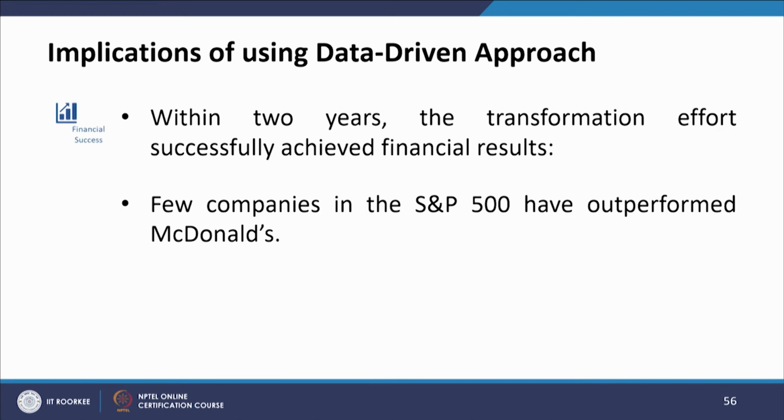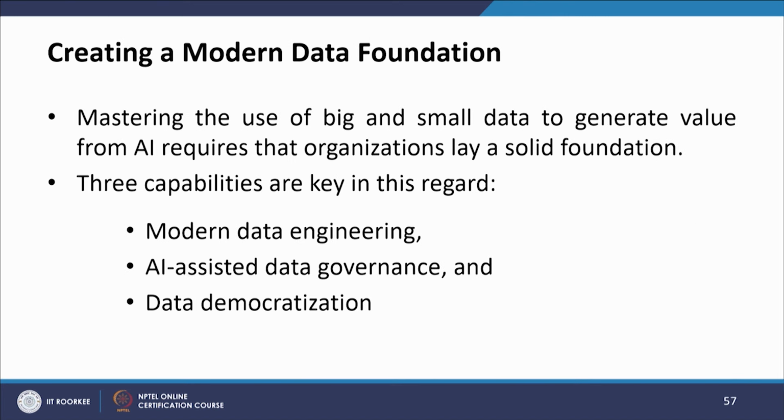Now, the implication of using a data-driven approach is, first, financial success. Within 2 years, the transformation effort successfully achieved financial results. Few companies in the S&P 500 have outperformed McDonald's, creating a modern data foundation. So, mastering the use of big and small data to generate value from AI requires that organizations lay a solid foundation. And for that, three capabilities are key. First is modern data engineering, second is AI-assisted data governance, and the third is data democratization.